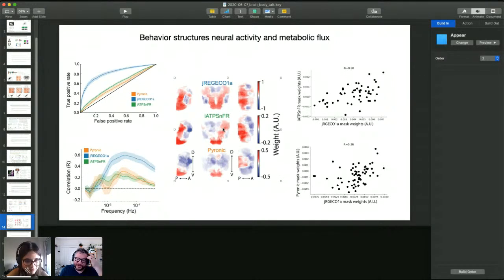I don't have a strong way to come down on this, other than it is true that your metabolic proxy works well, but it is also true that it's slower than neural activity by quite a bit, and that it's noisier.